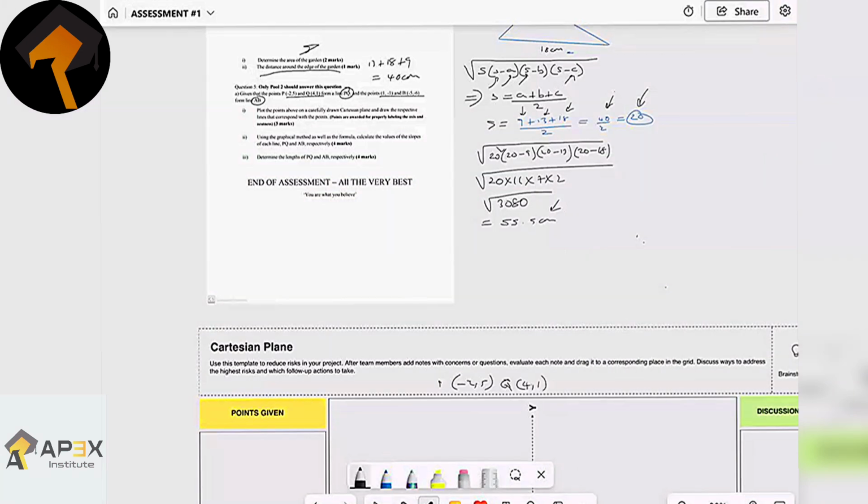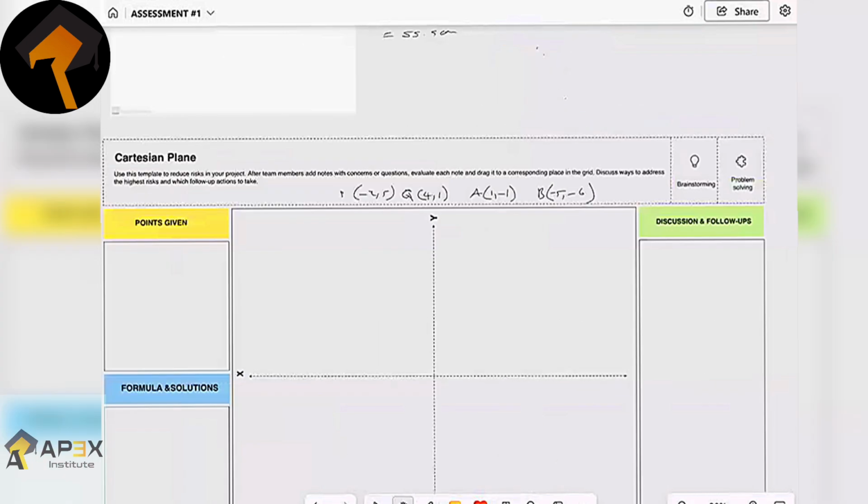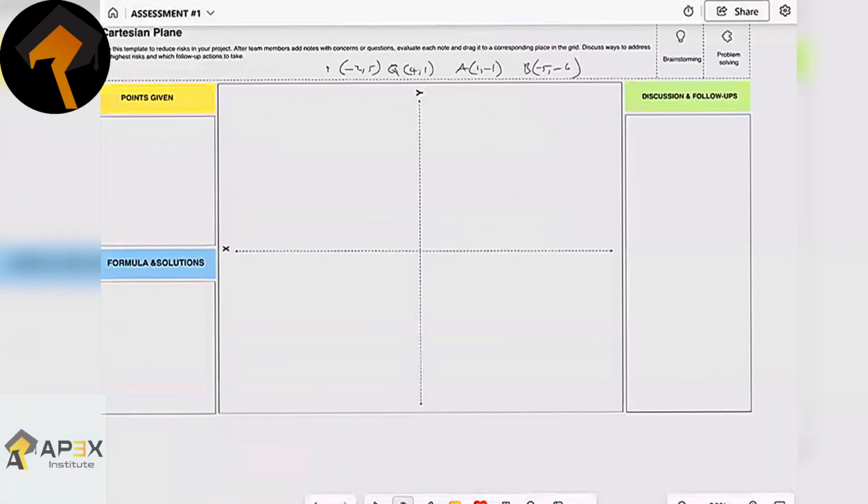And then we end up with A. I didn't leave it as A, but I did correct it as 1, -1. And then we have B, which is -5, -6. All right. So we're going to zoom back out now to here. And then we're going to just use this here. It's a template, guys, so don't worry about the instructions.